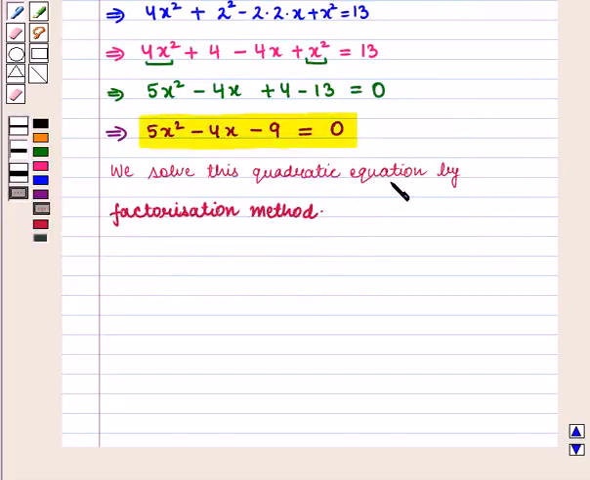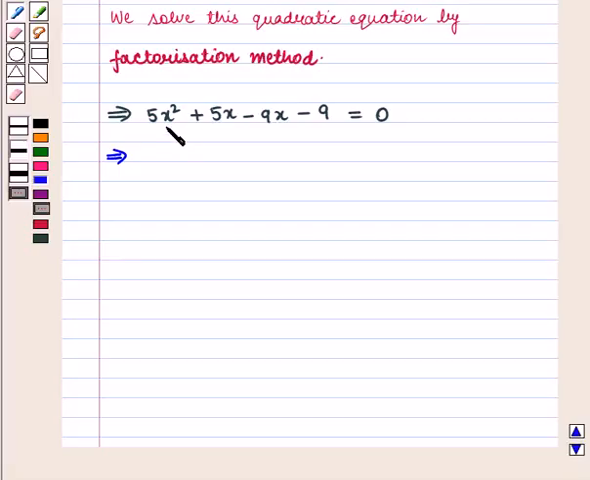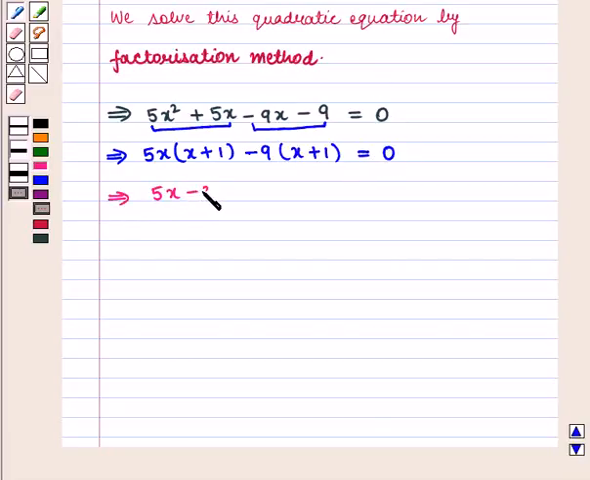Now we solve this quadratic equation by the factorization method, which implies that 5x square, now minus 4x can be written as plus 5x minus 9x minus 9 is equal to 0. Now taking 5x common from the first two terms, we get 5x into x plus 1 the whole, and taking minus 9 common from the last two terms, we get minus 9 into x plus 1 the whole is equal to 0, which implies that 5x minus 9 the whole into x plus 1 the whole is equal to 0, which implies that x is equal to minus 1 and 9 upon 5.